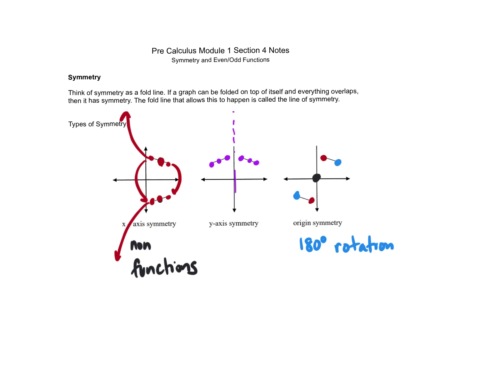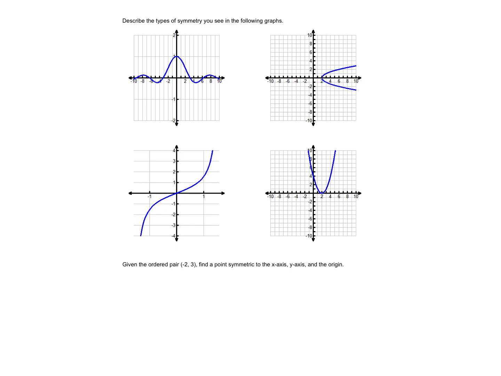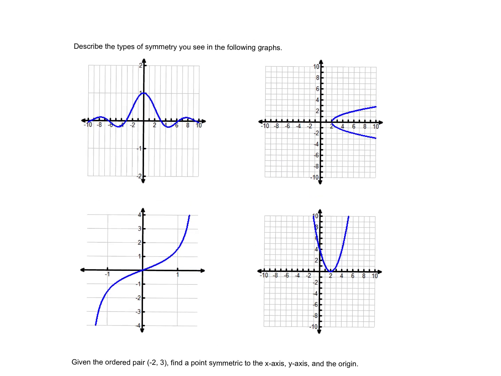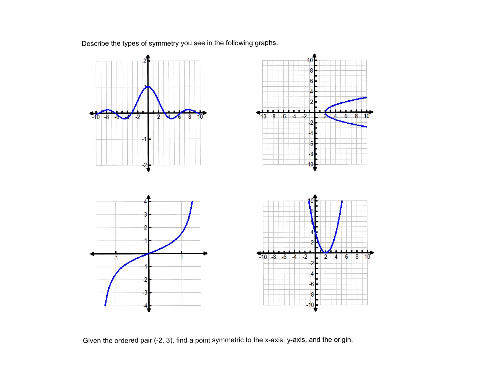These are the 3 main types of symmetry we're going to do, and obviously these can be really easy if you have a graph. But we also want to be able to verify these algebraically, to tell if a relation is symmetric to one of these without graphing it. So here are 3 types of graphs, and we want to talk about the symmetry of each. The first one obviously does show symmetry, symmetric to this line here, so I would simply say this has y-axis symmetry.